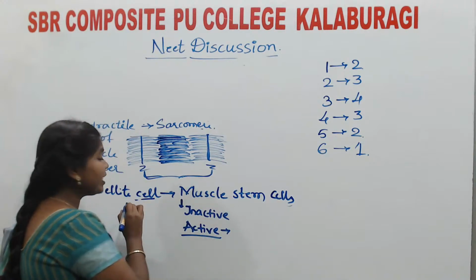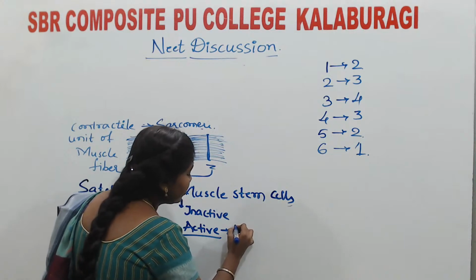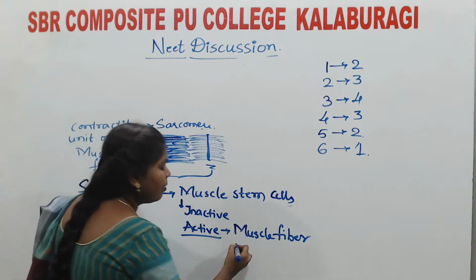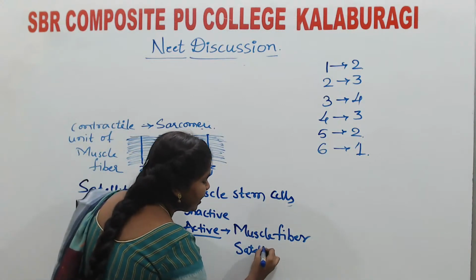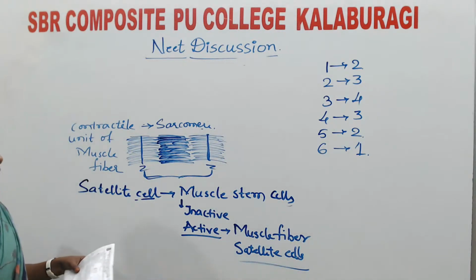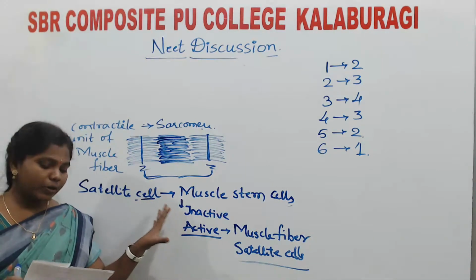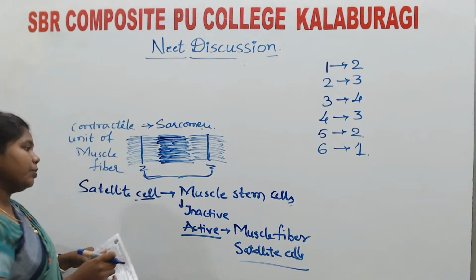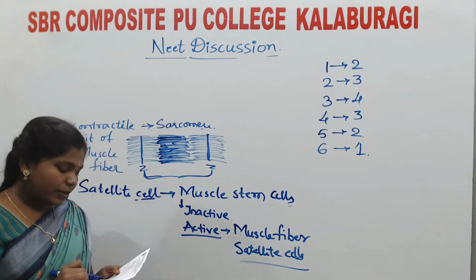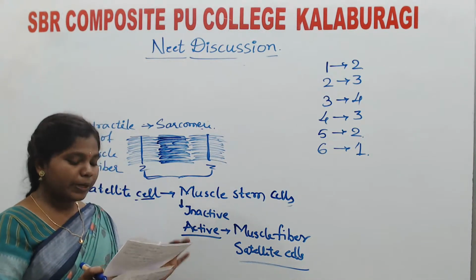These muscle stem cells, that is satellite cells, will differentiate to form a muscle fiber, or they will form satellite cells itself. So these are the muscle stem cells. Usually they are dormant, quiescent, meaning they are inactive in normal regular conditions. As I told you, the muscle stem cells are uninucleate and have limited power. Only when there is an injury will they become active.